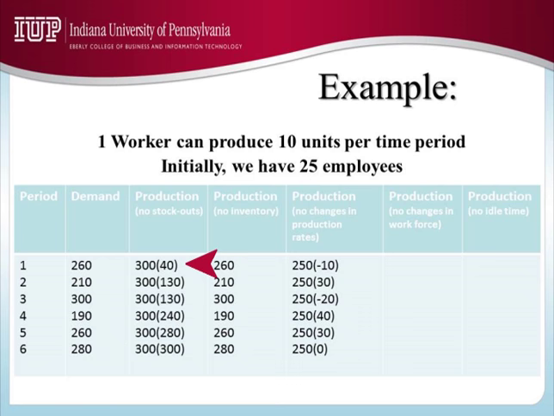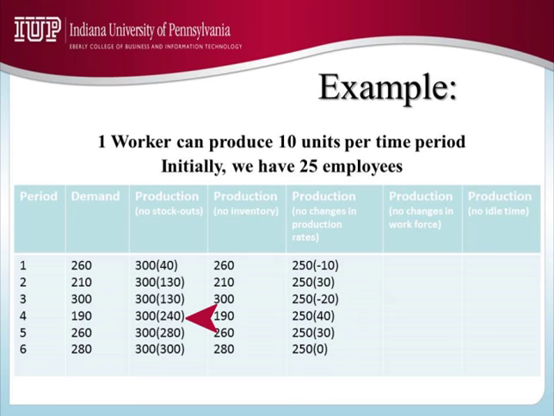But what happened? There was inventory. How much inventory did you incur in period 1? At the end of period 1, you produce 40 extra, so you have 40 in inventory. In the second time period, you produce 90 extra plus the 40 from the time period before, so you have 130. In third period, you produce nothing extra, but you still have that 130 in inventory.